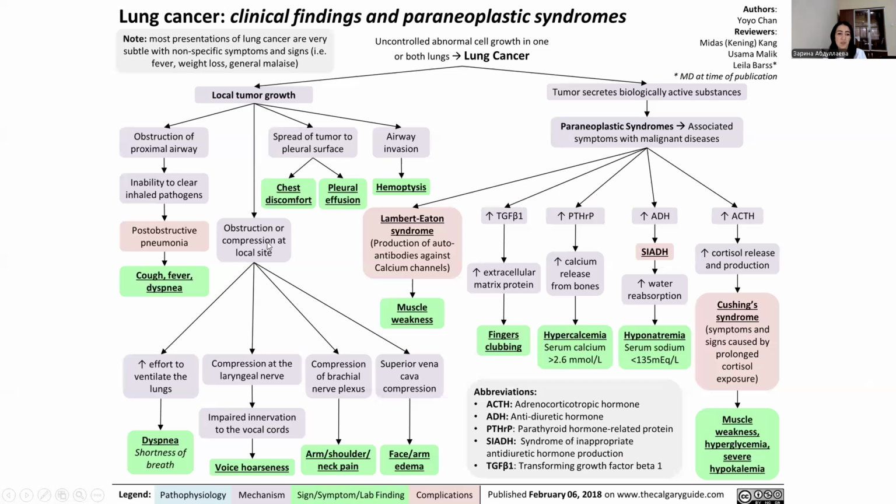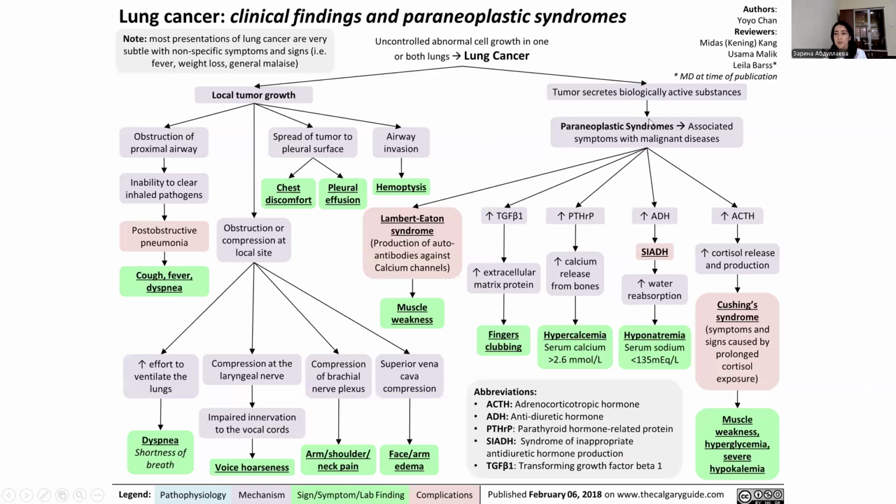Due to obstruction and compression at the local site, there will be symptoms like dyspnea. Due to compression of the laryngeal nerve, there will be hoarseness. Due to compression of the brachial nerve plexus, there will be arm, shoulder, and neck pain. Due to superior vena cava compression, there will also be face and arm edema. Due to spread of the tumor to the pleural surface, there will be chest discomfort and pleural effusion. Due to airway invasion, there will be hemoptysis.